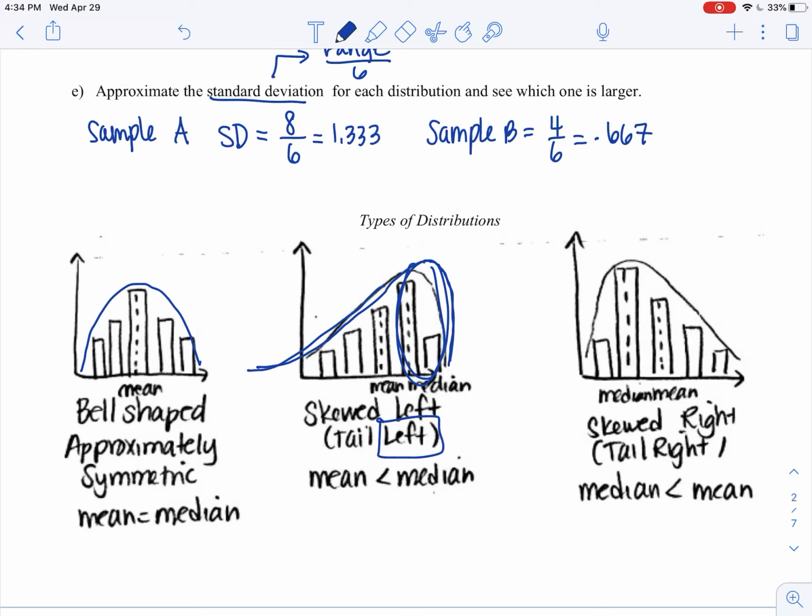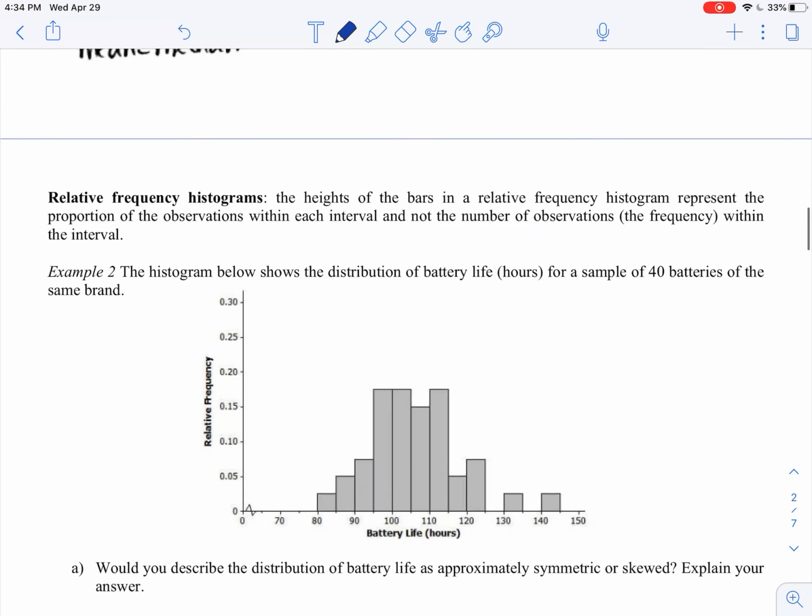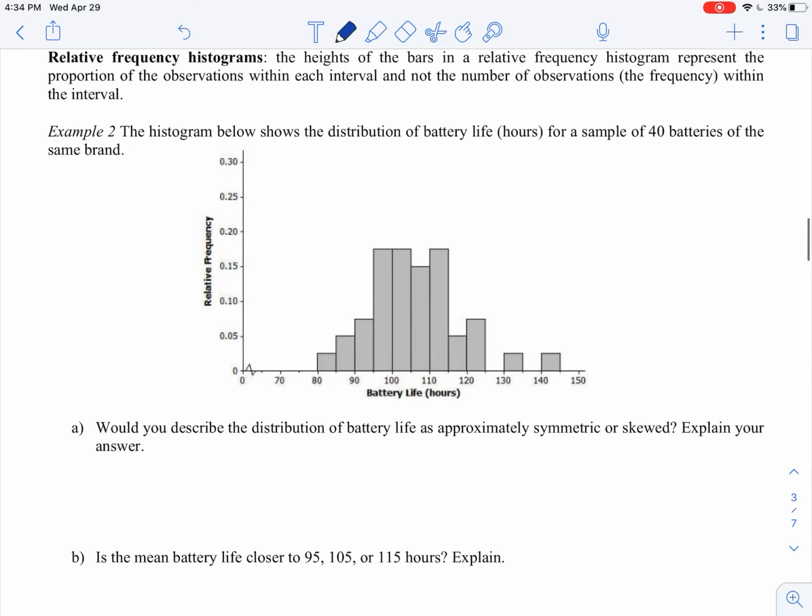So the fact that this tapers off to the left, that's why this is actually skewed left. And the fact that this one tapers off to the right, that's why this one is considered skewed right. Okay, so it's the direction that it tapers off, not the side that contains the most data. All right.